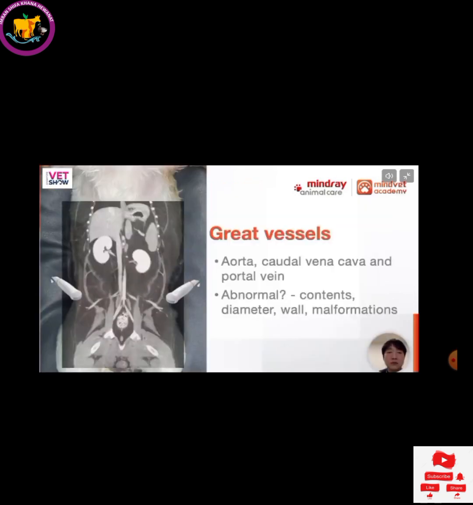The last is the great vessels. Great vessels such as the aorta, caudal vena cava, and portal vein, as well as diameter bands, may serve as a landmark for identifying the lymph node. If clinically indicated, luminal content, diameter, wall abnormality, and congenital malformation, including blood flow, should be evaluated.